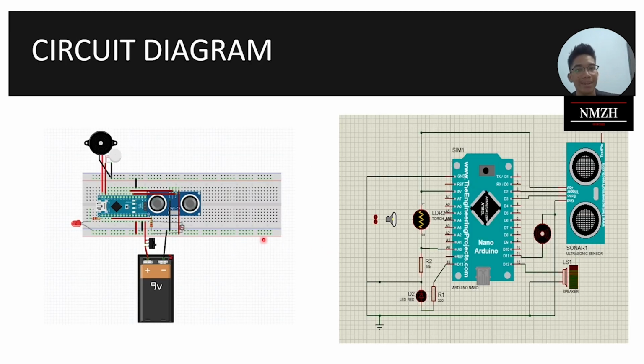Next, we go to the circuit diagram. On the left side is the breadboard view of the circuit. This is the expected circuit outcome from the project. And the right side is a schematic diagram simulated by using software Proteus.